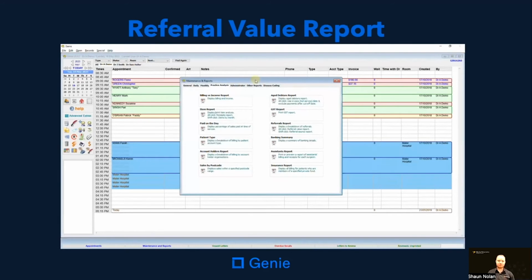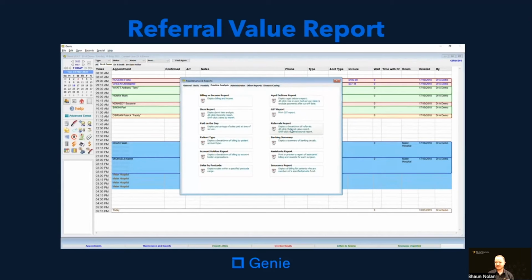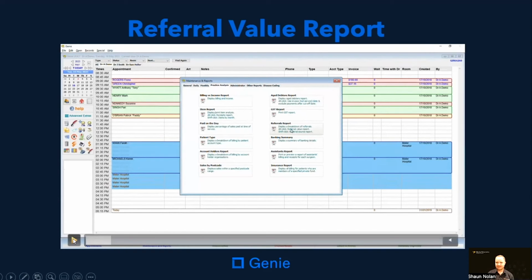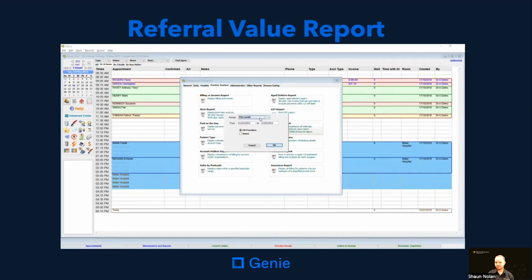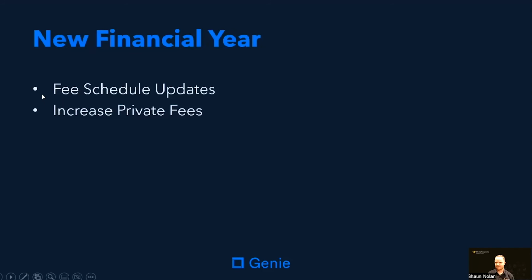The referral value report is very similar to the referral report, except it shows you revenue by referrer. It is also located in the Practice Analysis tab. If you have a look at the wording for referral report, it mentions Alt-click to see the referral value report. If you're on Windows, you hold down the Alt key. On a Mac, hold down the Option key. Click the referral report and release the key. You choose your time period and then you click OK.